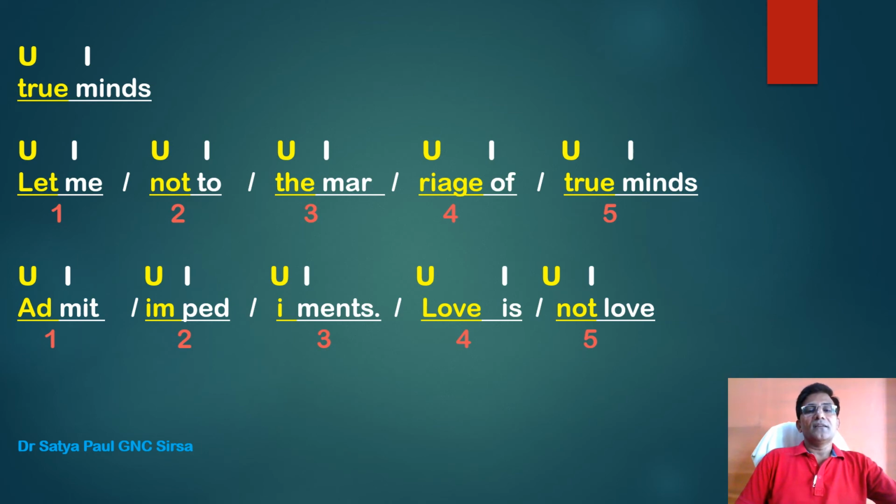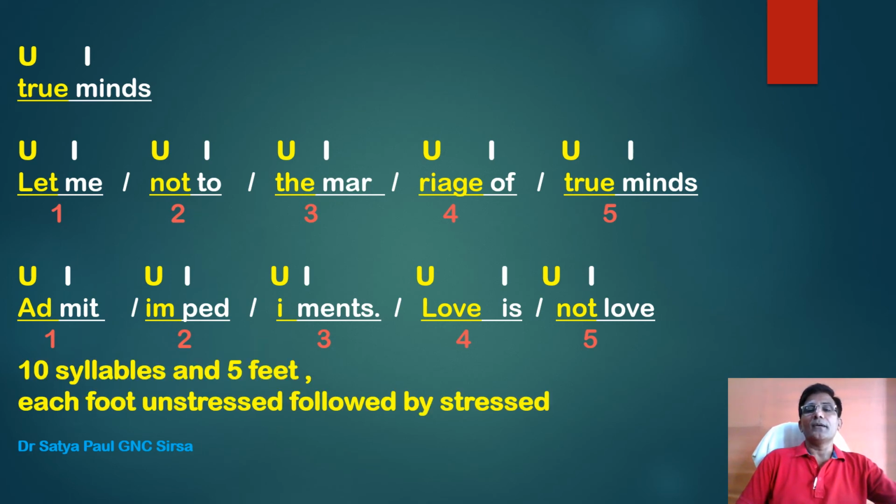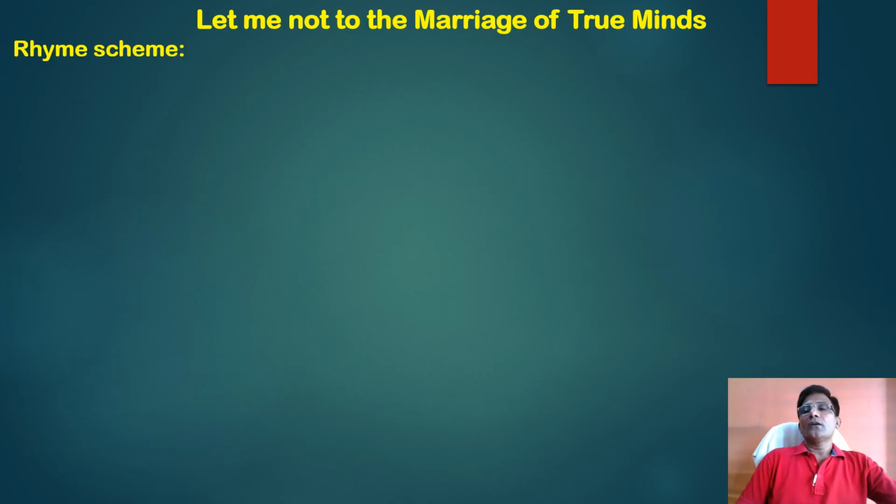Similarly, "admit impediments. Love is not love." If you analyze the poem from this angle, you will find that all 14 lines are iambic pentameter lines, with 10 syllables in each line and 5 feet in each line. Each foot contains one unstressed syllable followed by a stressed one. This is how the poem uses iambic pentameter.